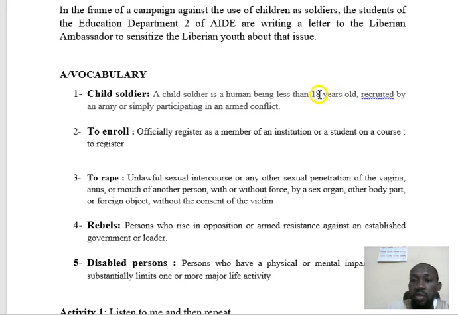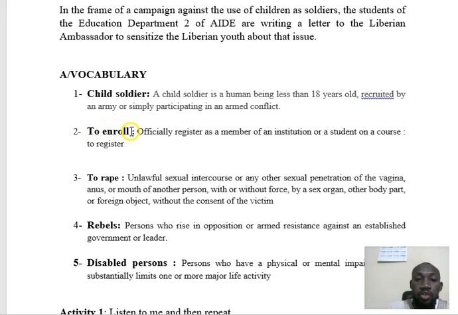For somebody to be qualified as a child soldier, they should be less than 18 years old, right? And also they should be recruited by an army. Mostly speaking, it's not an established or legal army; normally, mostly speaking, it is rebel groups, right?